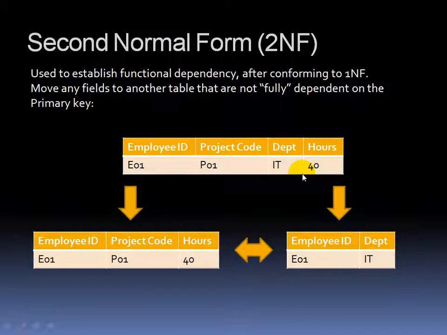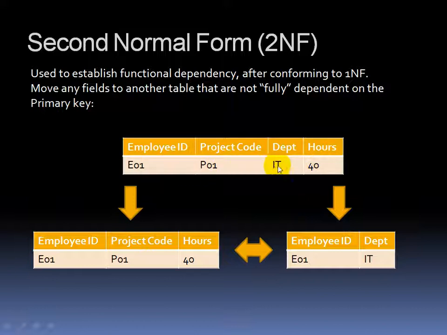Next, after you finish the first normal form, we have the second, and that's used to establish functional dependency after conforming, again, of course, to the first normal form, what we just covered. So what you want to do is move any fields to another table that are not, quote, fully dependent upon the primary key. So we have a table here. We have the employee ID, the project code, and the hours, because those are all dependent upon the employee ID.